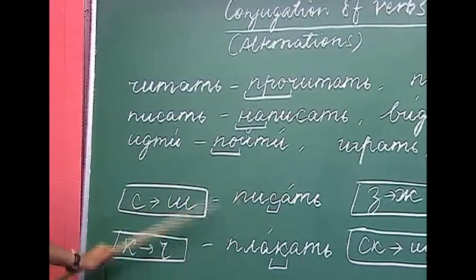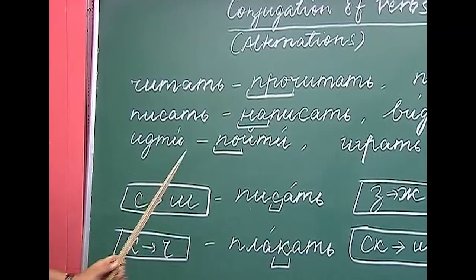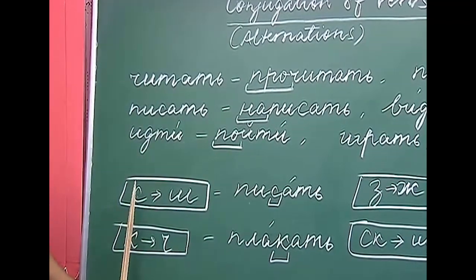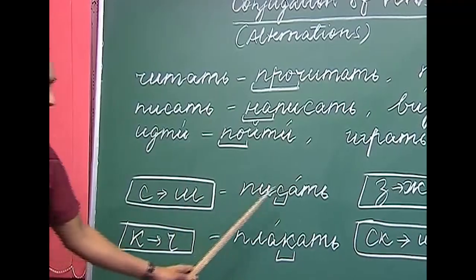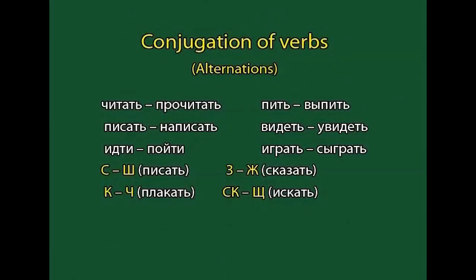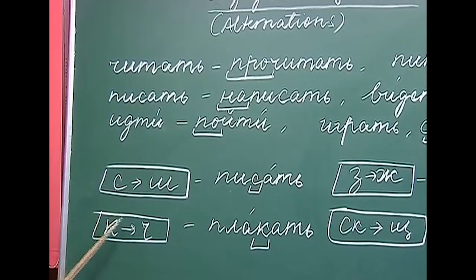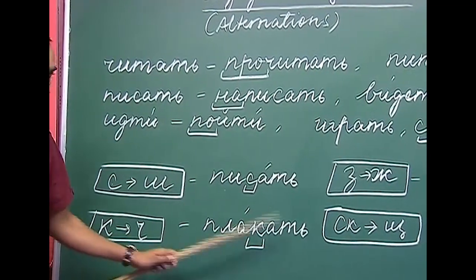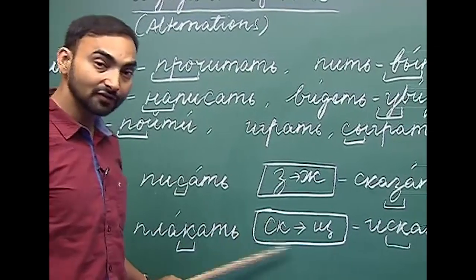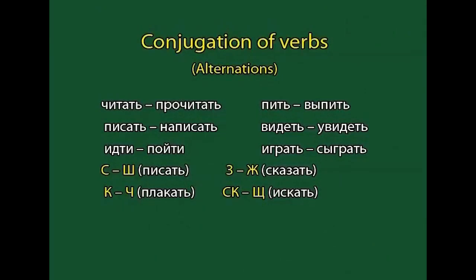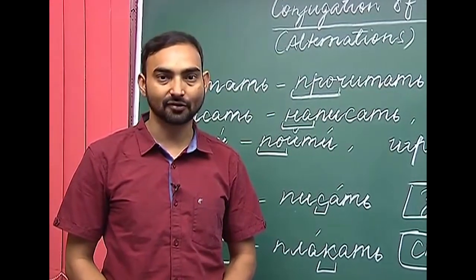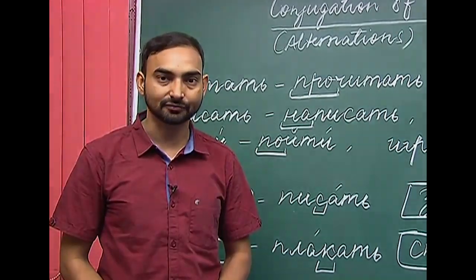So, let me repeat all these alternations once again. The consonant s sometimes changes to sh as in pisach. The consonant z changes to zh as in skazat. The consonant k changes to ch as in plakat. The consonants s and k together change to sh as in iskach. So, these are a few alternations. We will look at some other examples also. There are a few other alternations also.